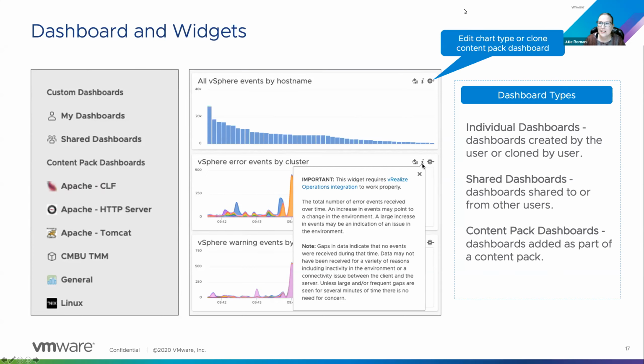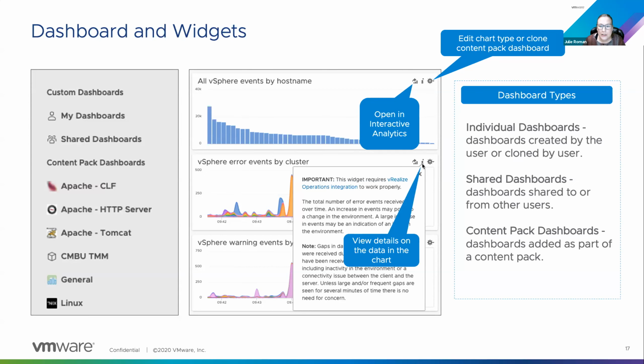Sorry, I've got this screen up in my way. So we can edit a chart type in the dashboards. Or if it's a content pack dashboard I mentioned, we would clone that. And then we can also view the widget in interactive analytics. That will open up the log query and give us the detailed log messages. And then we can also view the details.